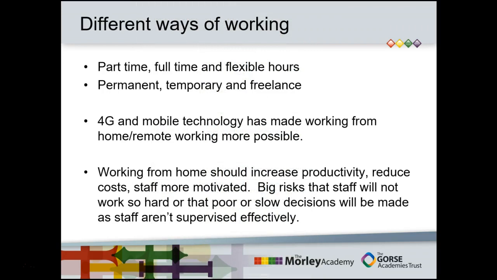So there are lots of different ways of working, and with the whole technology slant, which is with theme 2, it's very possible that they could ask questions about working from home, questions about people working part-time, temporary hours, etc. 4G and mobile technology has made the possibilities of working remotely, working from home, working more flexibly, much more possible.